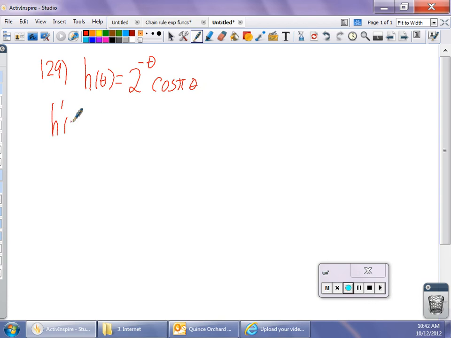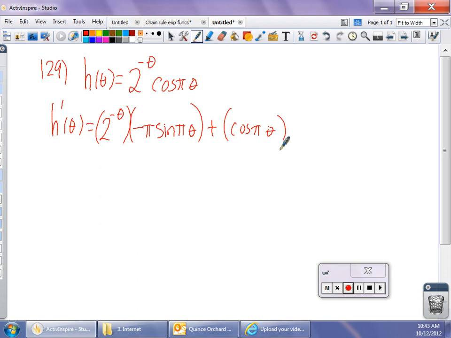So I'm going to take the derivative. The first is 2 to the negative theta times the derivative of the second. The derivative of cosine is negative sine of the angle times the derivative of the angle. The derivative of pi theta is pi, plus the second, which is cosine pi theta, times the derivative of the first. So I have a to the u, so I keep the function itself. The derivative of the power is negative 1 times the ln of the base.